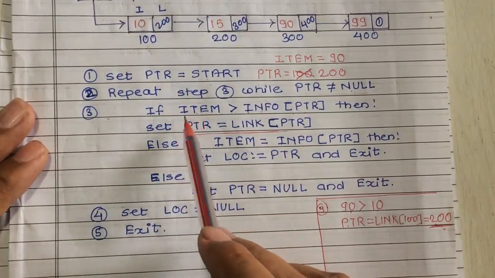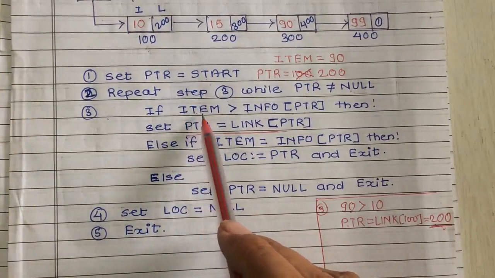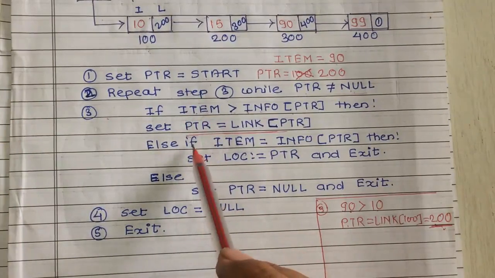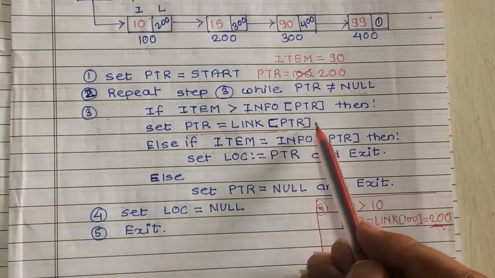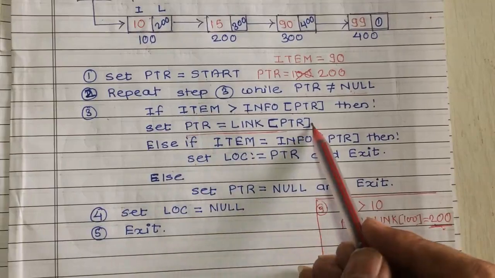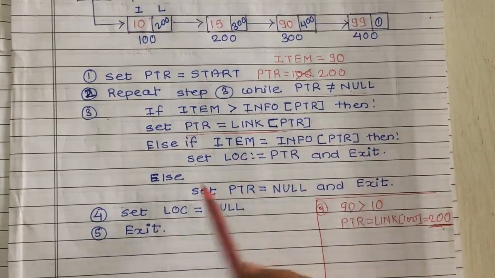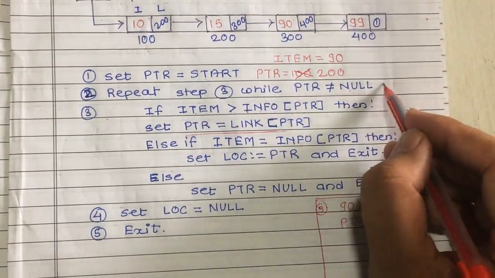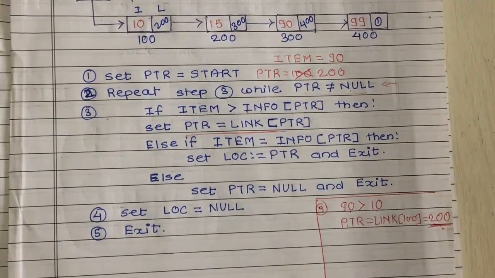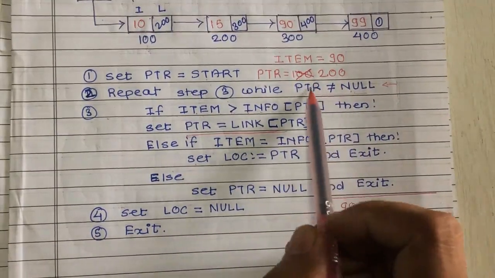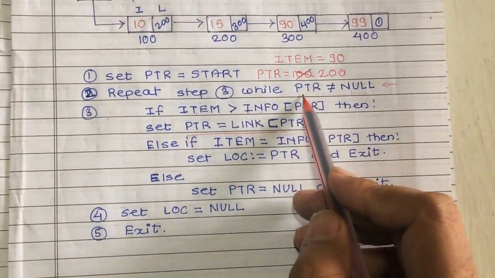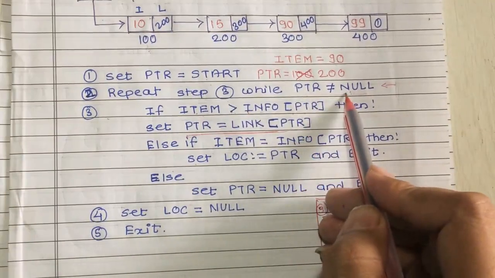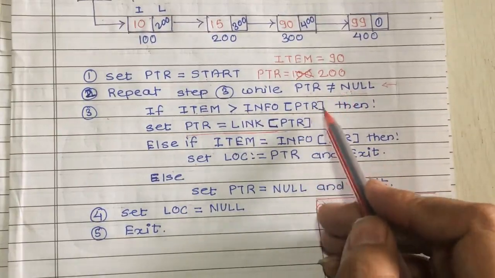Again, as our control came inside this if, it will not go to the else part. Remember, only when the condition is false, at that time control will come inside the else part. But as of now the condition is true, so it has executed the if part, and after that we have to move towards step number 2. Again we have to compare the value of PTR with null. Here the value of PTR is 200 and 200 is not equal to null. Yes, it is not equal to null, so control will come inside. Again the same process will repeat.